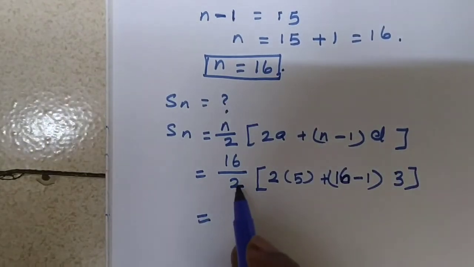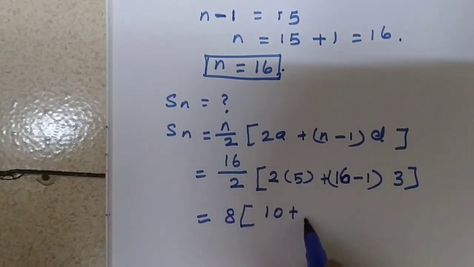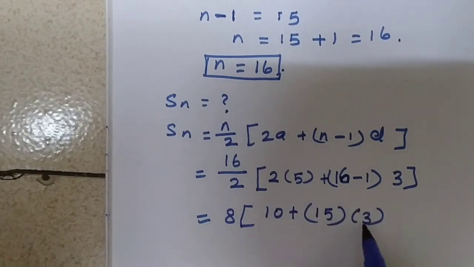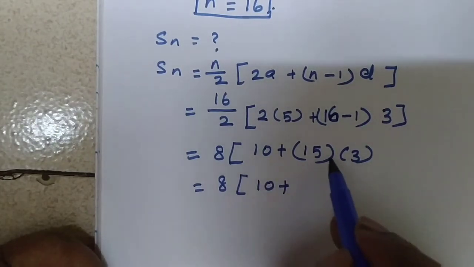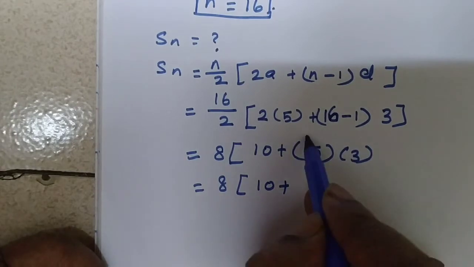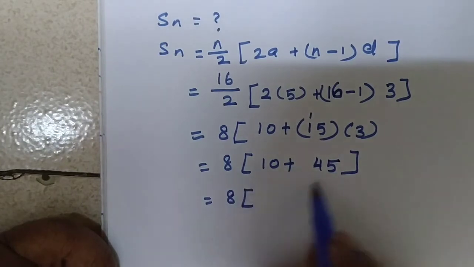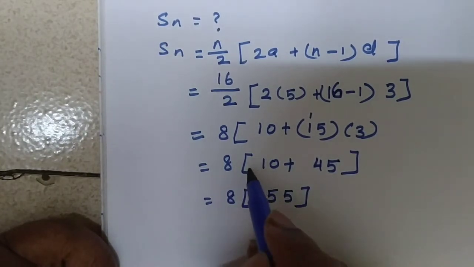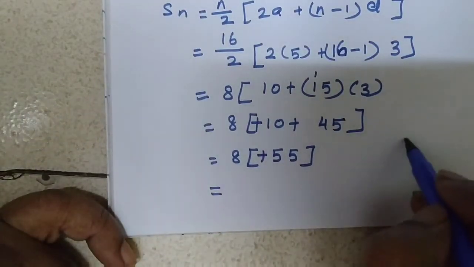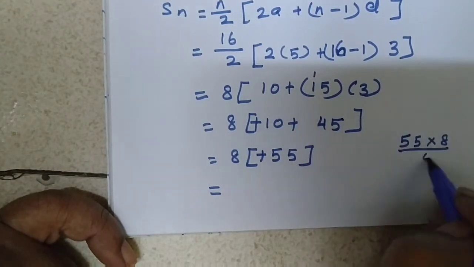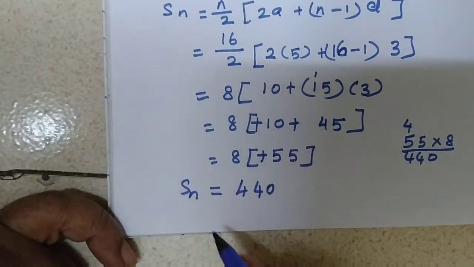Let us simplify this. 16 by 2 is 8. 2 into 5 is 10. 16 minus 1 is 15. 10 plus, let us solve the bracket first. 15 3s are 45. 10 plus 45 is 55. Same sign, add the values and put the same sign. 55 into 8 is 440. The value of Sn is 440.